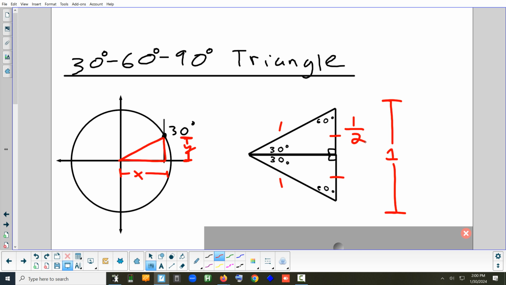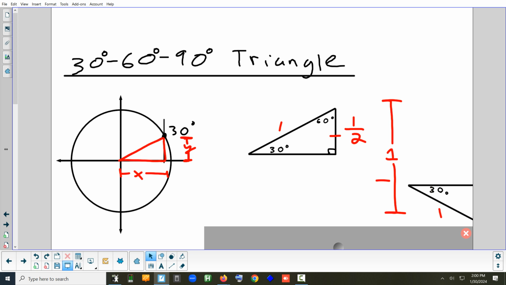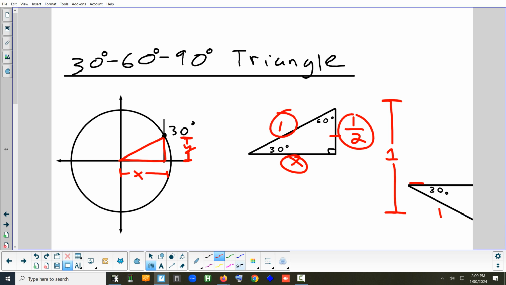Now you know 2 of the sides. You can use Pythagorean theorem to get the third. Okay, so I'm just going to move that out of the way. And let's call the bottom side x. Okay. And how would we set up Pythagorean theorem? x squared plus 1/2 squared equals 1 squared. Okay, so we'll do that out. x squared. What's 1/2 squared? 1/4.